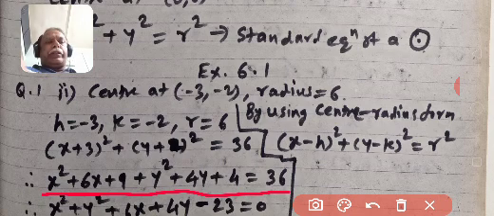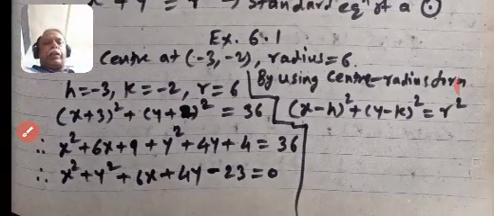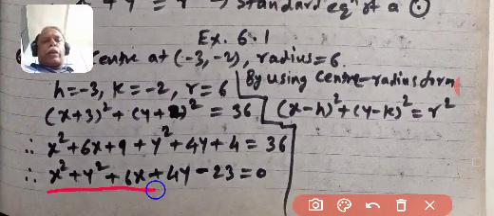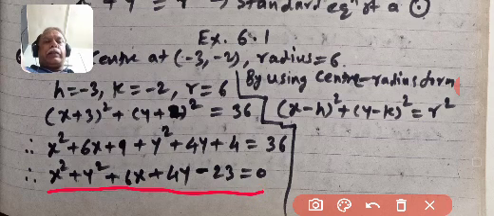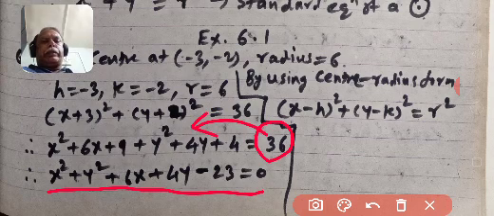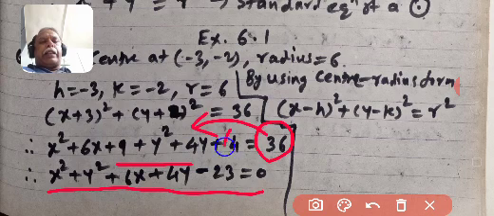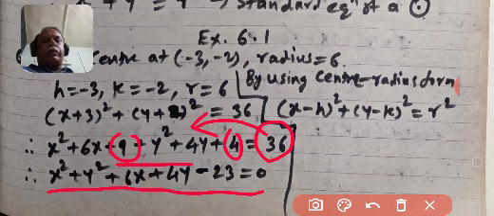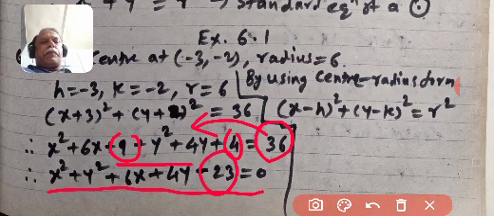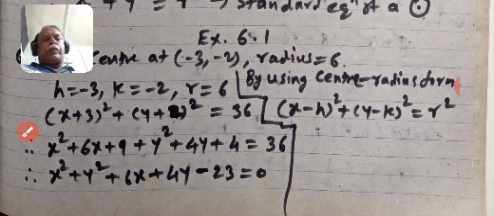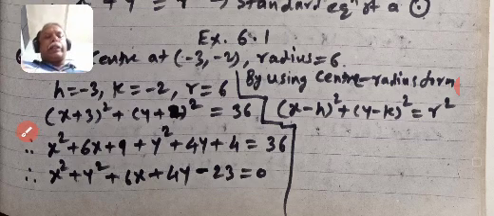Rewrite this equation. Always start from highest power to lowest power. Then it becomes x square plus y square plus 6x minus 4y. Shift this 36 to left side. Minus 36 plus 9 and 4, that is 13. Minus 36 plus 13, that is minus 23. Therefore, final answer is x square plus y square plus 6x minus 4y minus 23 equals 0.